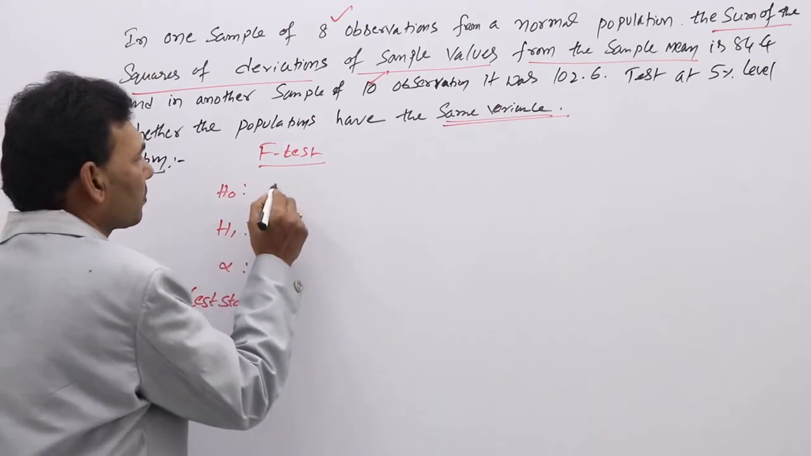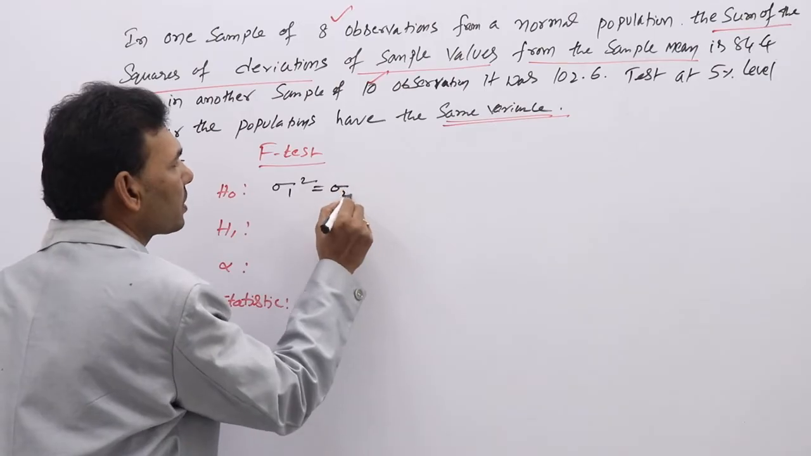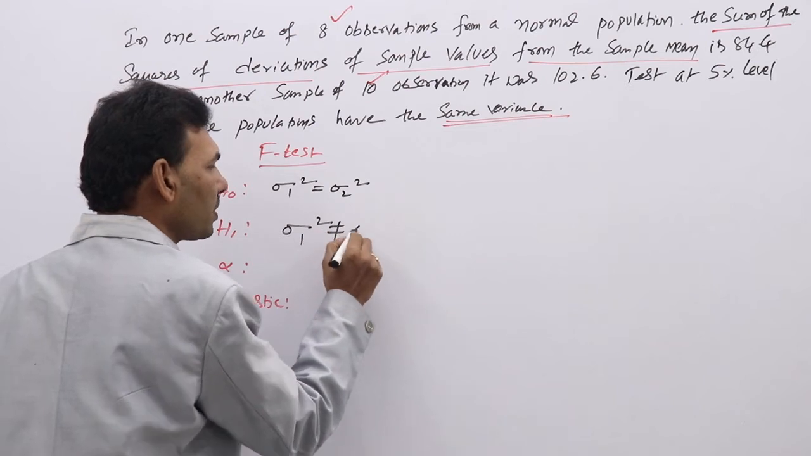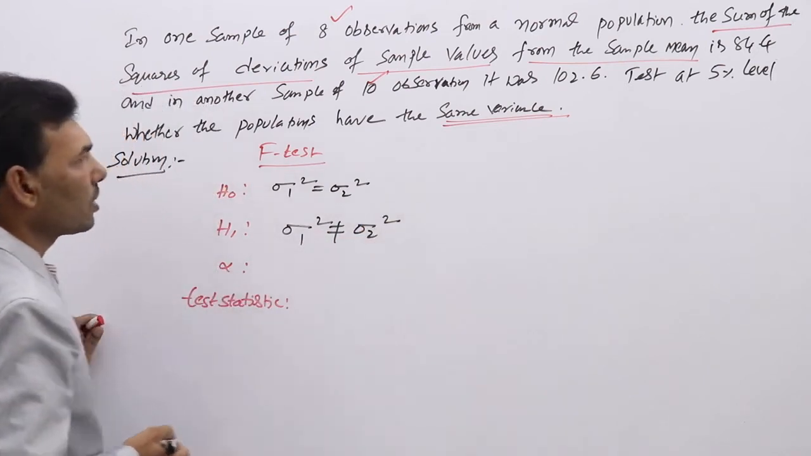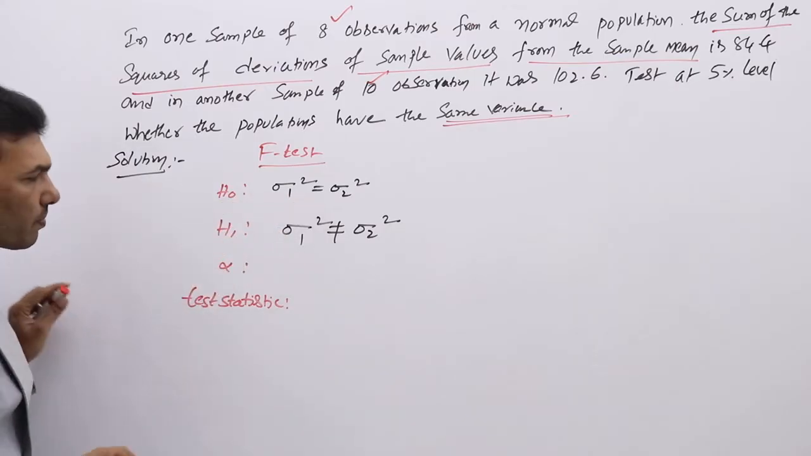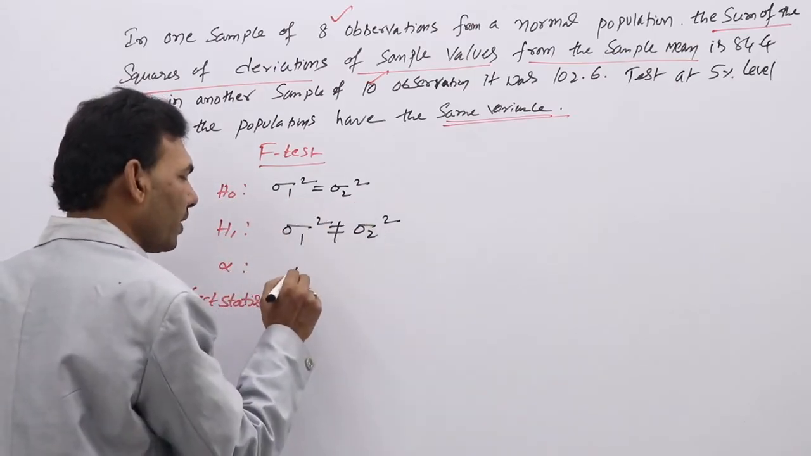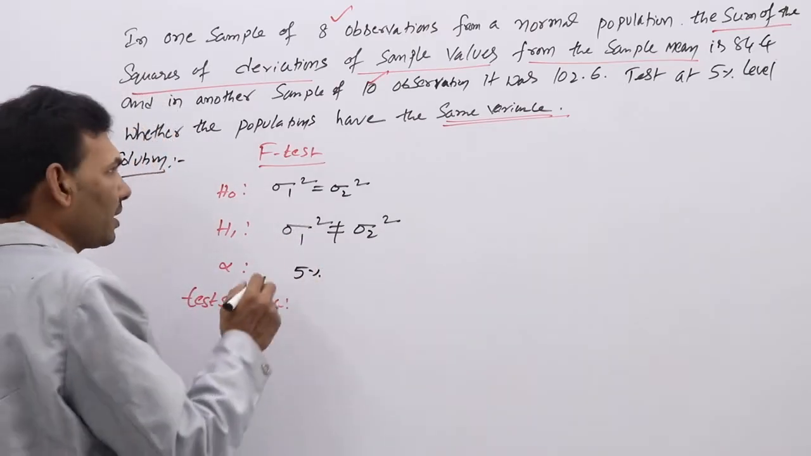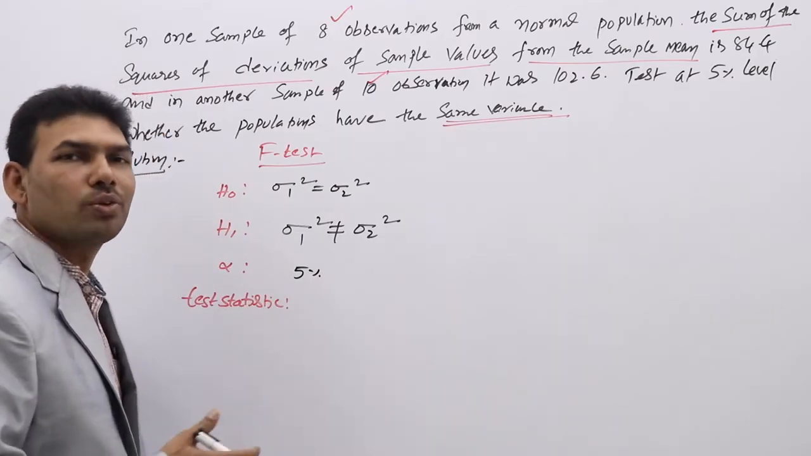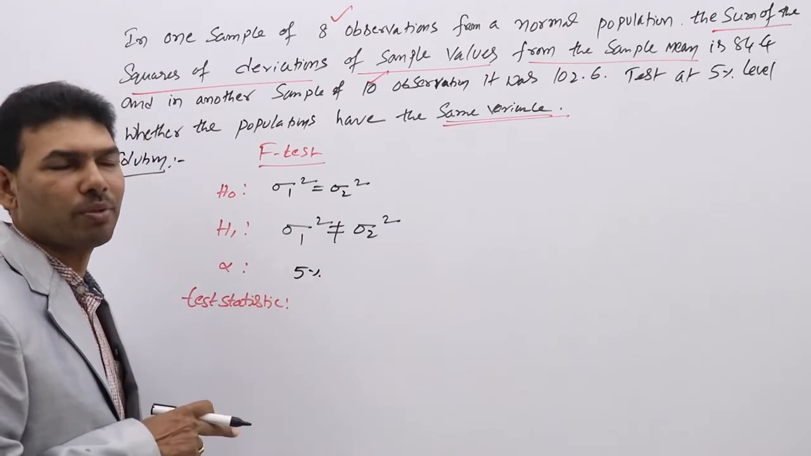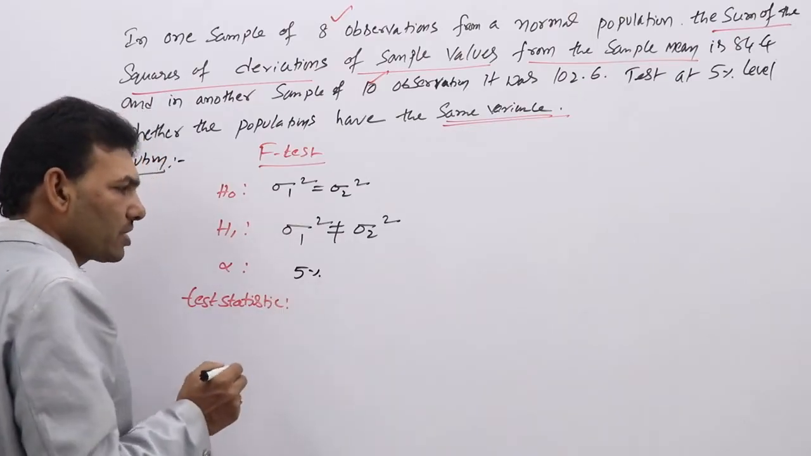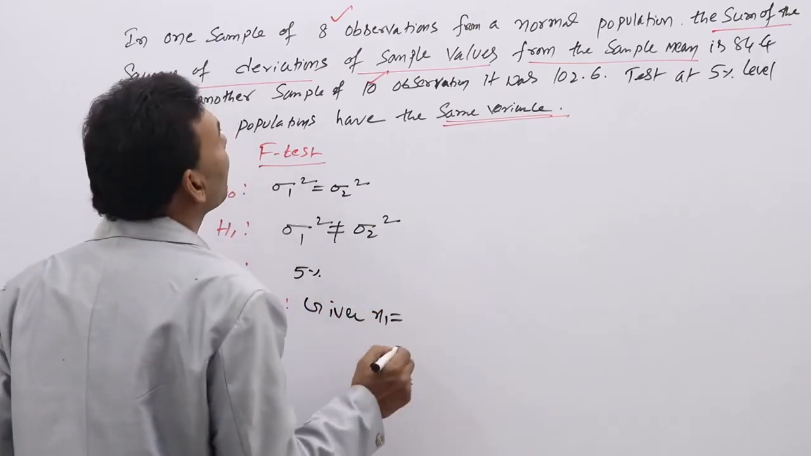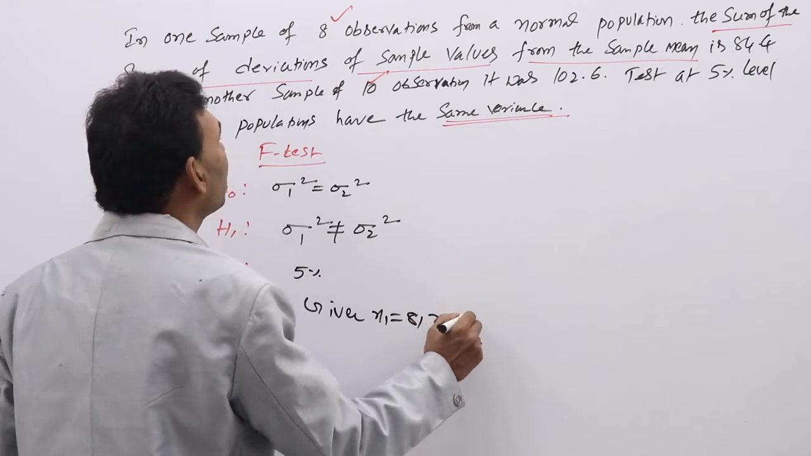H naught: sigma 1 square equal to sigma 2 square. H1, by default we take this one, sigma 1 square not equal to sigma 2 square. Variances are equal, population variance. Alpha 5% given. Now test statistic. In F test you will have 5 or 1% only. Two tables are there, 5% table, 1% table. Before going to test statistic, first write given data. Given n1 equal to 8, n2 equal to 10.